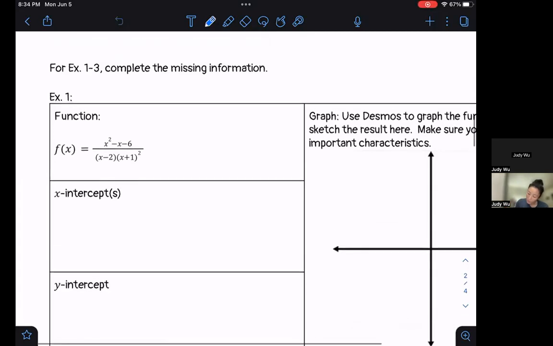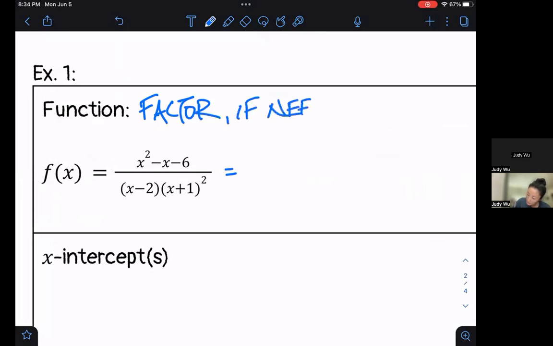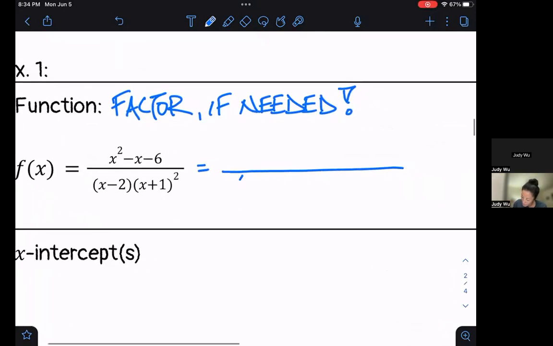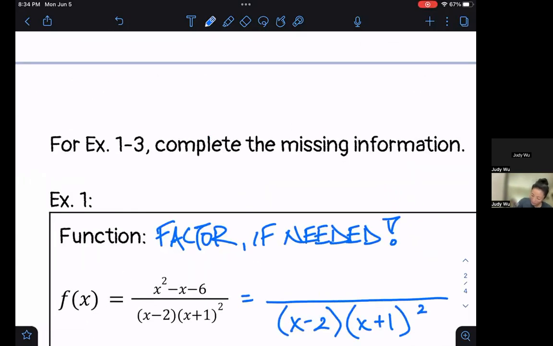So to begin, the very first thing we're going to do is make sure that everything is factored. Factor if needed. In this case, our numerator needs to be factored, but our denominator is just fine, okay? And so let's go ahead and copy down the denominator. And then we're going to go ahead and factor the numerator up in this space, all right?